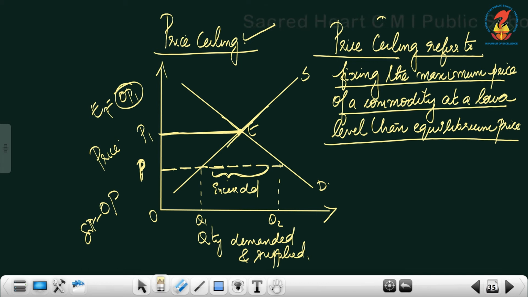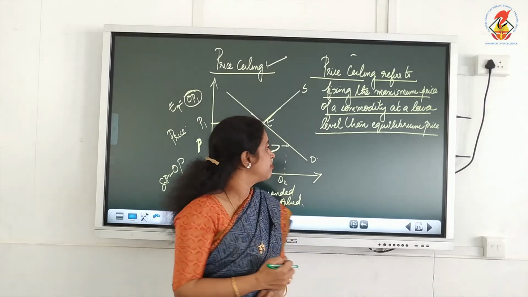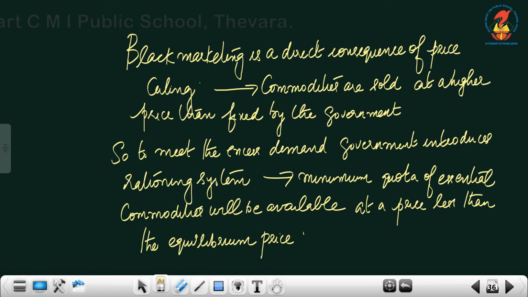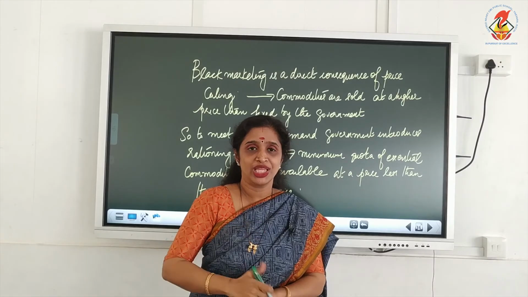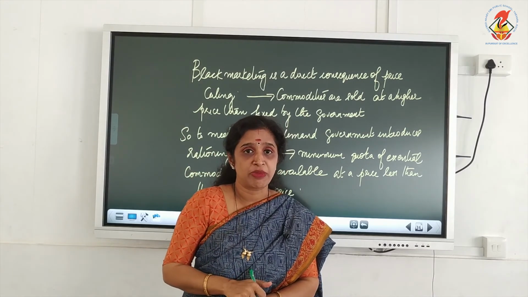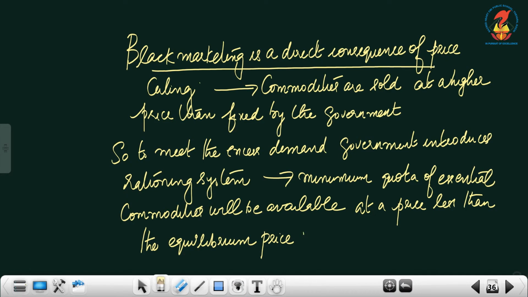So, at a lower price, the demand is more and more. You know the basic theory, isn't it? So, at that time, demand is in excess. See, this is the excess demand. Now, it is the responsibility of the government to meet that excess demand because the government has fixed a price below the equilibrium level. So, when the price is fixed below the equilibrium level, there is an excess demand. Now, in this situation, black marketing is a direct consequence. Why? Because the local producers will sell the commodity at a price higher than what is fixed by the government.